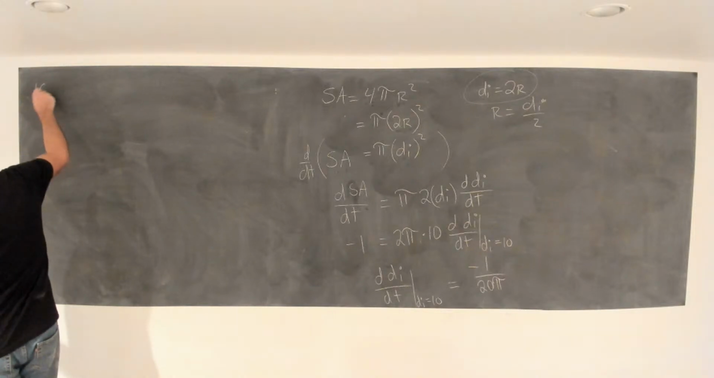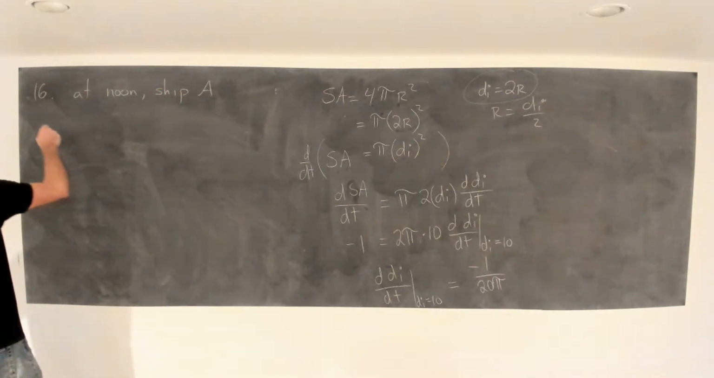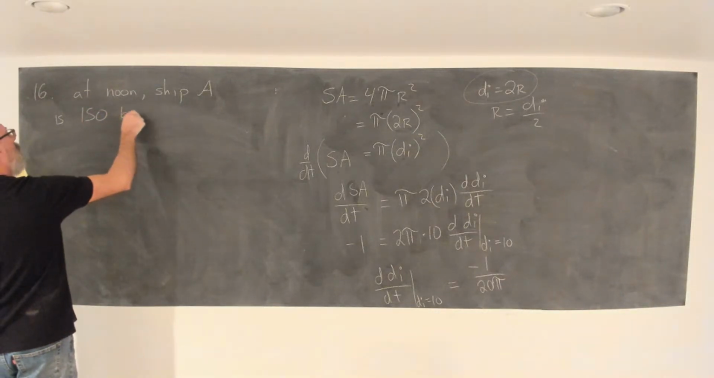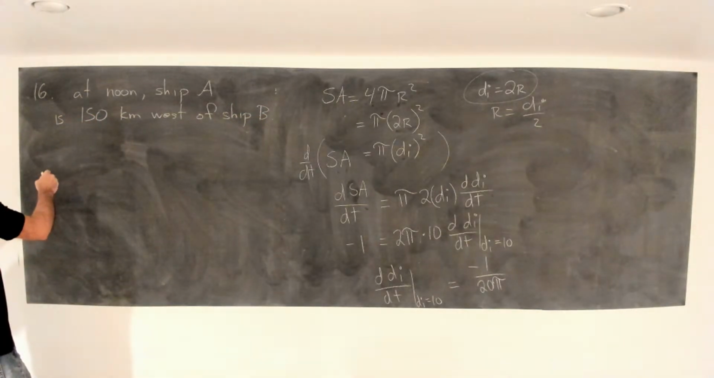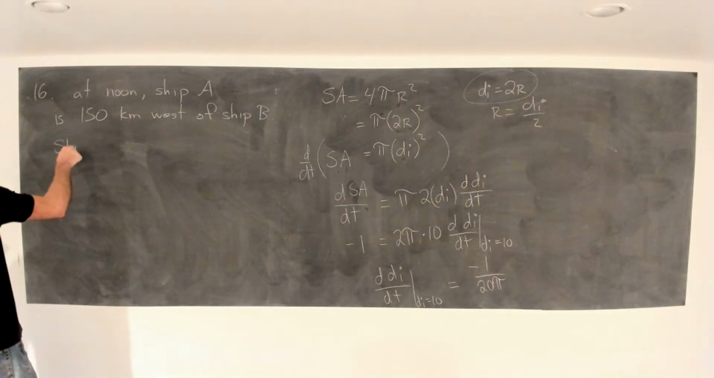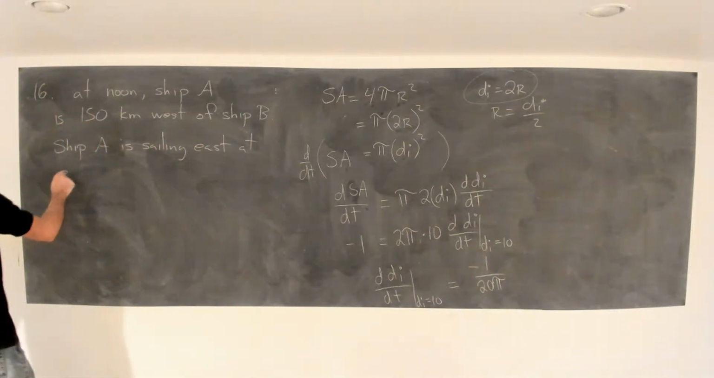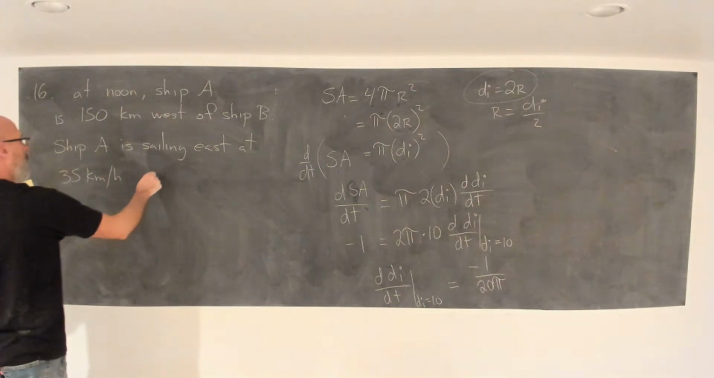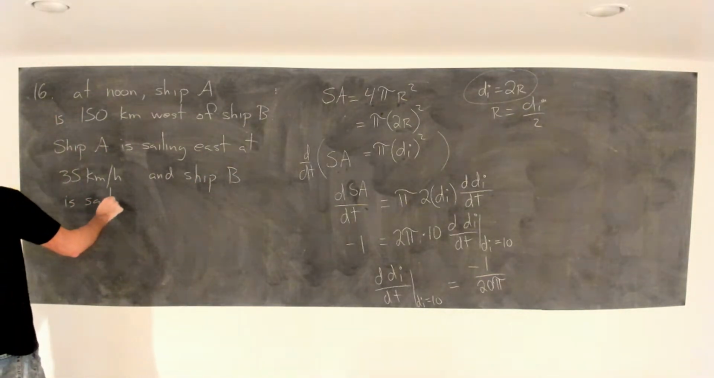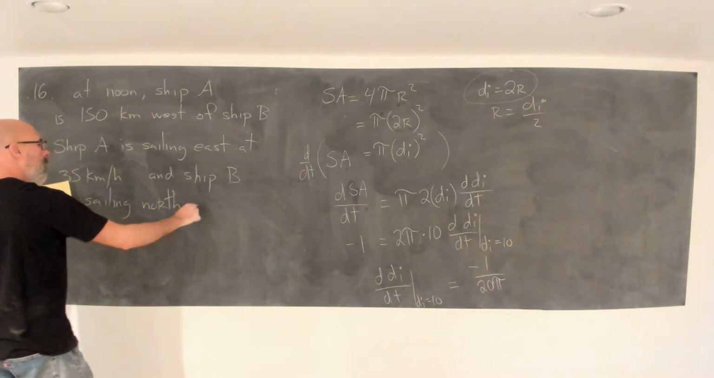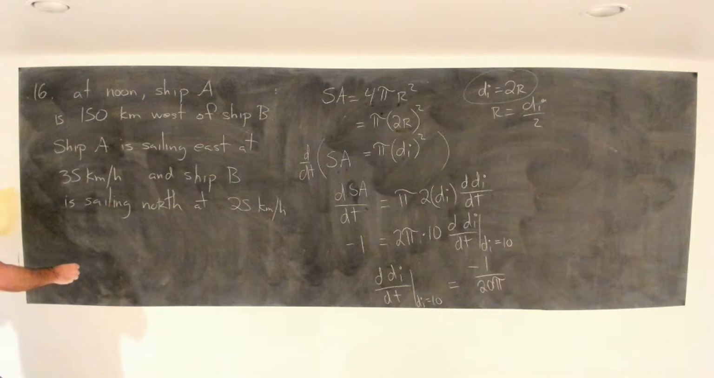Consider the following. At noon, ship A is 150 kilometers west of ship B. Ship A is sailing east at 35 kilometers an hour, and ship B is sailing north at 25 kilometers an hour. How fast is the distance between the ships changing at 4 p.m.?